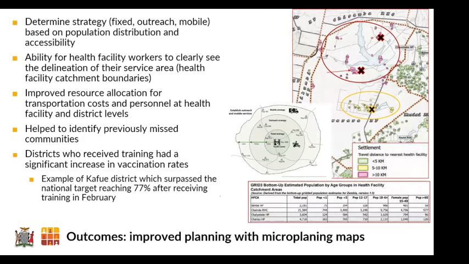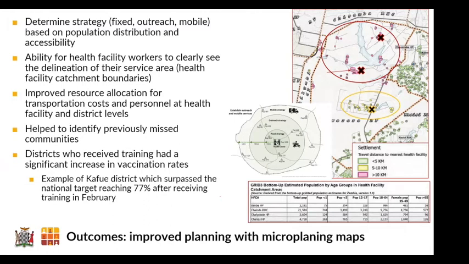Okay, so since the start of the vaccination, we've been implementing the three strategies: that's fixed, outreach, and mobile, within consideration of the distances as was shared earlier. What we have also seen with the implementation of this Grid 3 project of having the maps readily available is the ability of the health facility workers to now clearly delineate the areas where they should be operating, so that they're able to map their catchments very well and ensure that there are no populations left within their catchment areas.